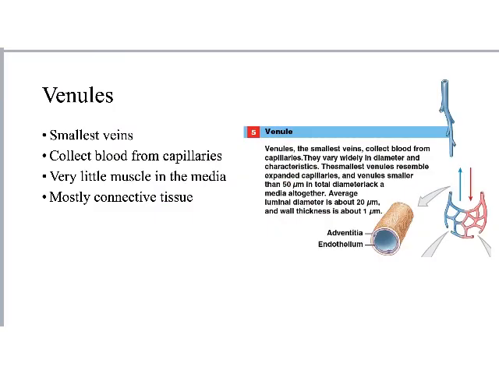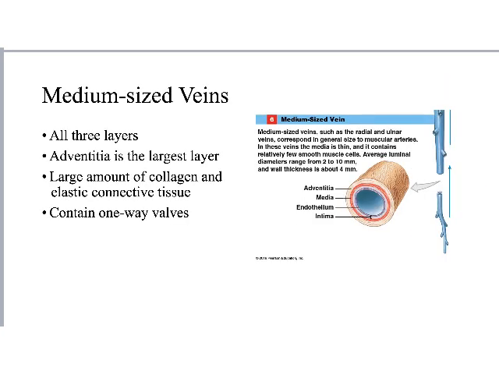Okay, so once you have the exchange at the capillary bed, now it's time for that used up blood to be carried back to the heart. And so that's going to happen through the vein side. So the smallest of the veins are called venules. There's very little muscle in these blood vessels. It's mostly connective tissue. As we go up from the venules, we get medium-sized veins.